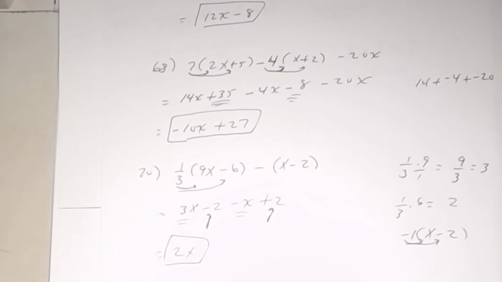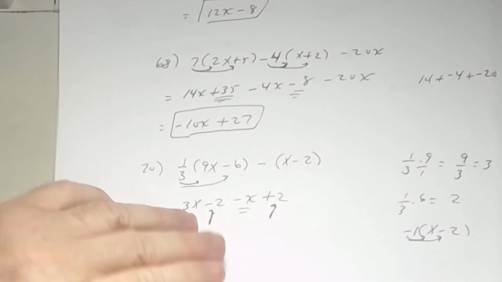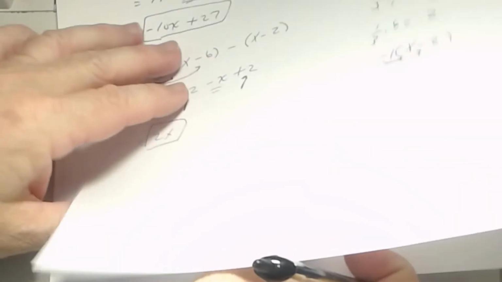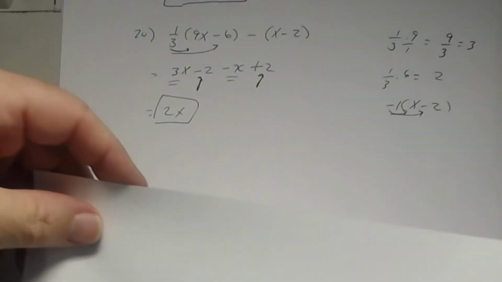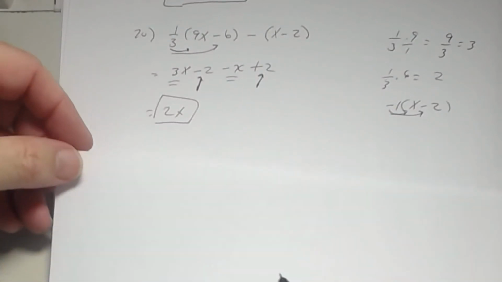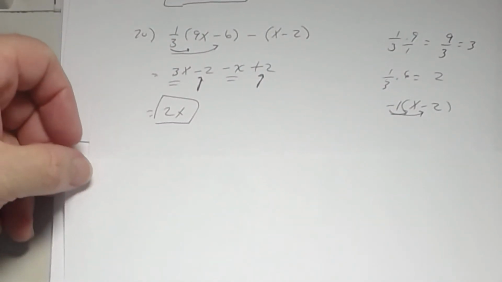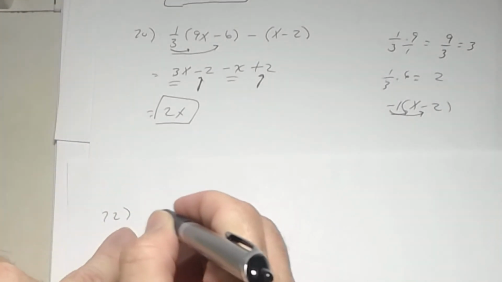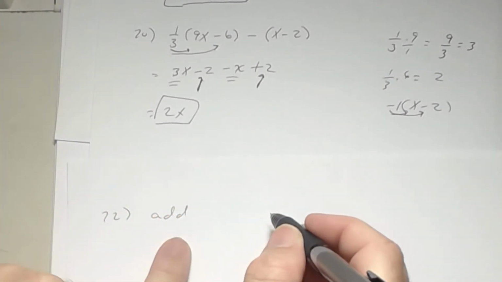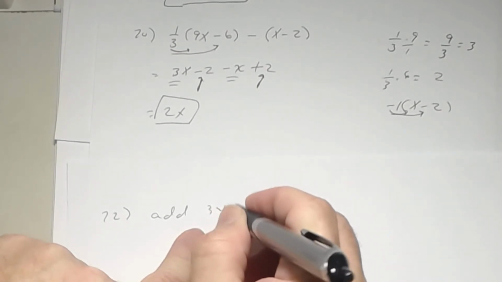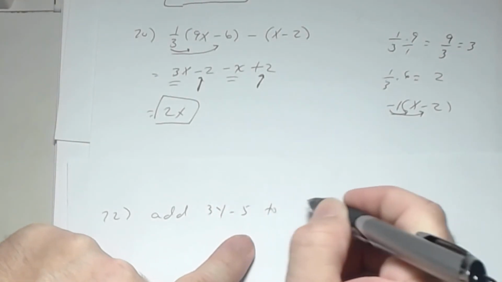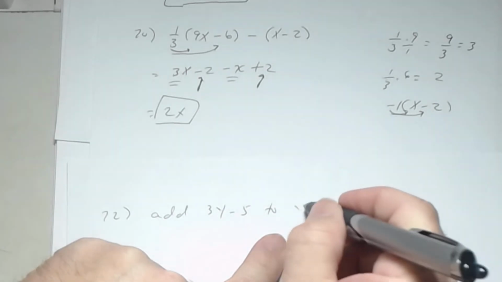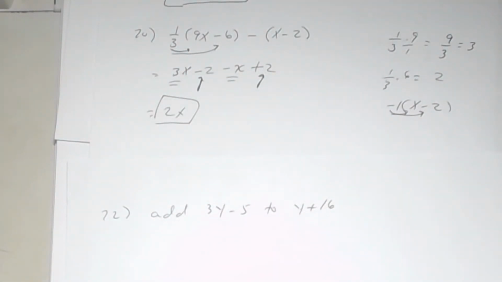Okay, now let's look at this one. I'm on Math Lab, and on one of the worksheets, you can see something like 72. 72 is easy because it says add 3y minus 5 to y plus 16. So add 3y minus 5 to y plus 16.